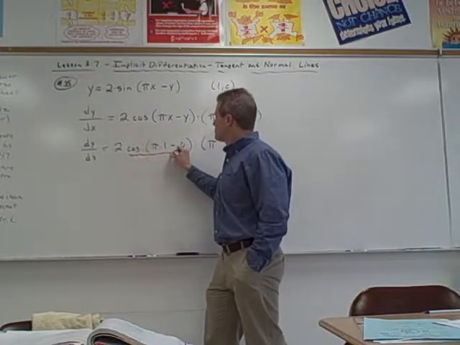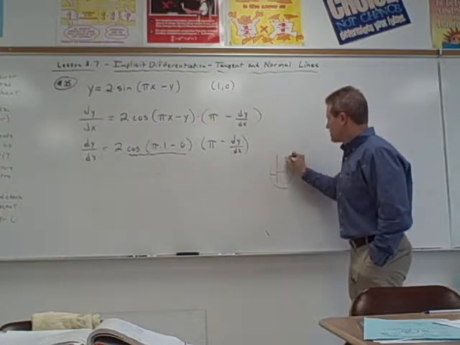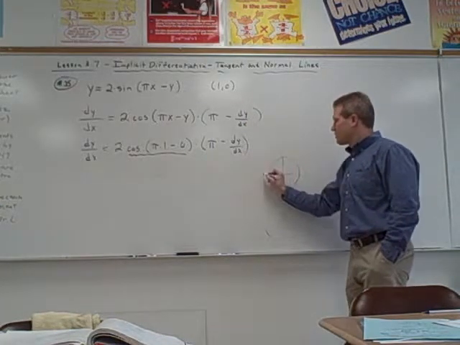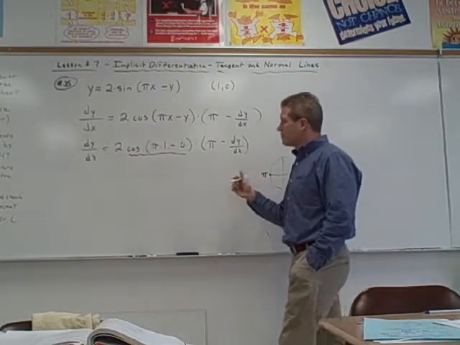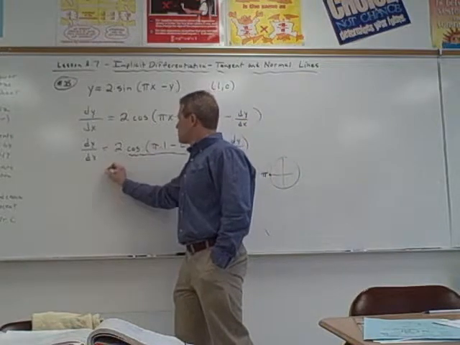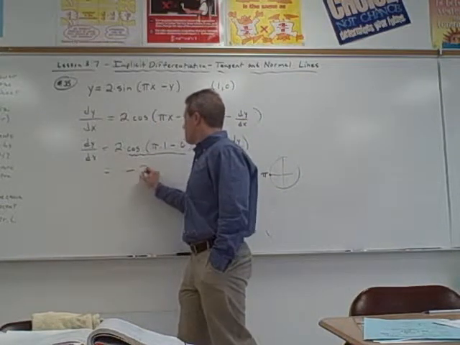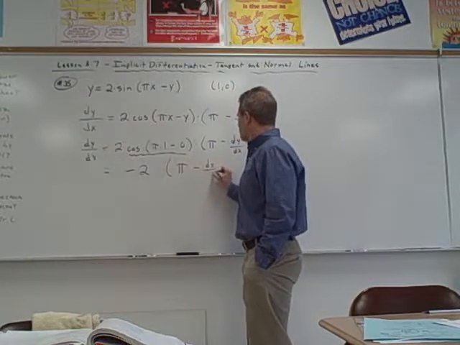So this is going to be the cosine of pi. Cosine of pi, we know that pi on the unit circle is right there. Cosine is your distance left or right, so the cosine would be negative 1. So this is going to be 2 times negative 1, which is negative 2, times pi minus dy over dx.